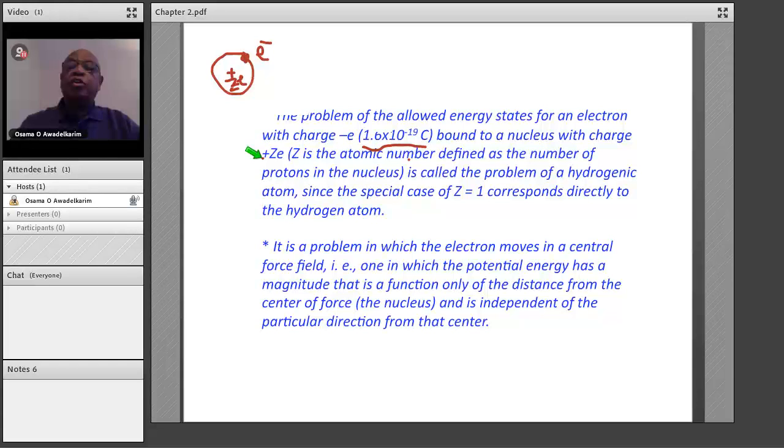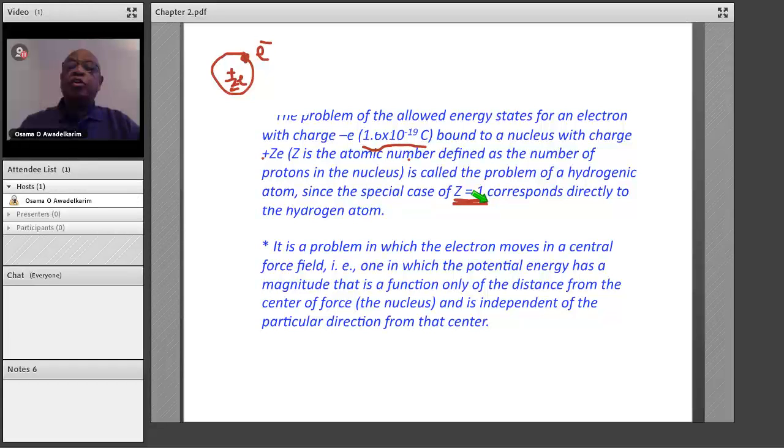When we have only one electron, it is as if we're talking about hydrogen, because hydrogen has only one electron. Also, all hydrogen has one proton, but different isotopes of hydrogen will have different numbers of neutrons. In a hydrogen atom, we have one electron and one proton, so Z in a hydrogen atom is equal to 1. That's a famous problem, and we can solve it using quantum mechanics.